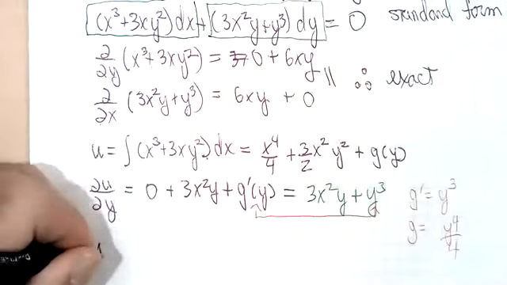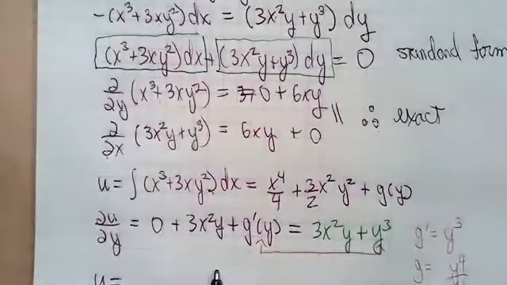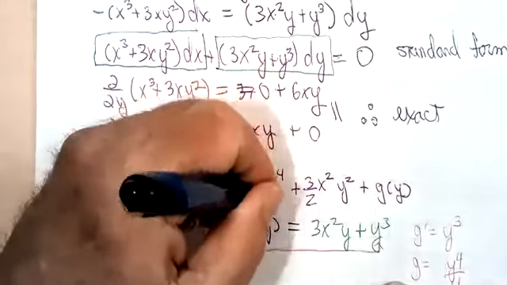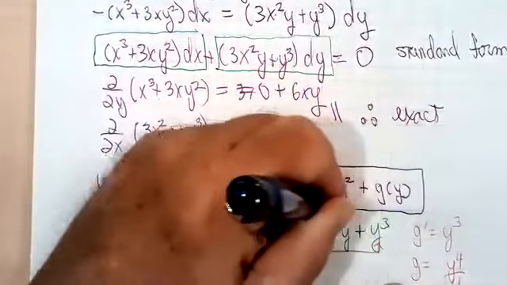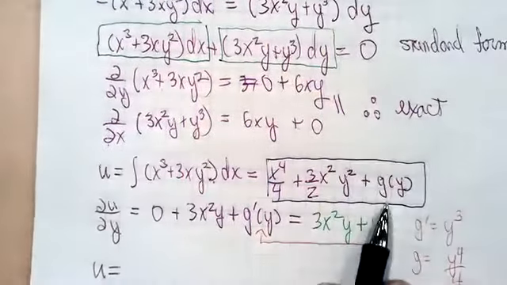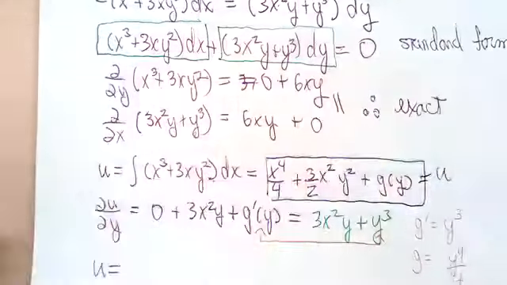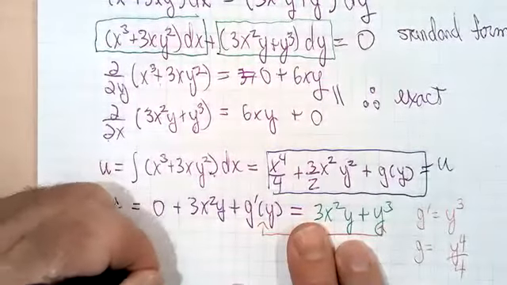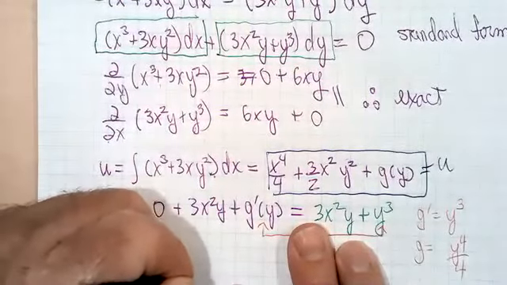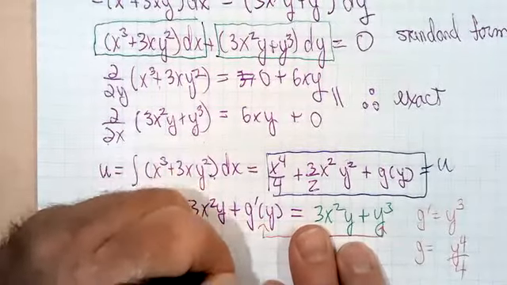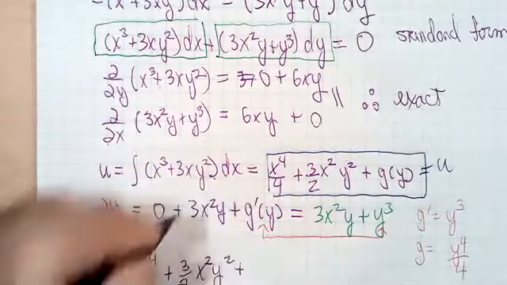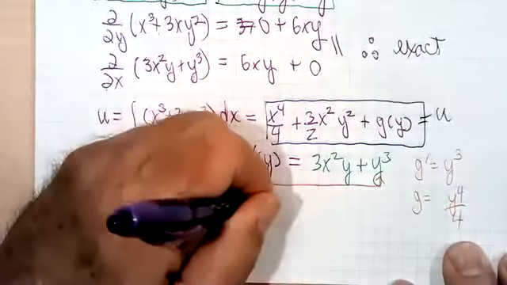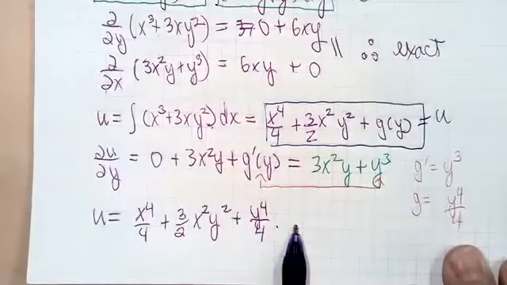Therefore, u equals, okay, I got to go all the way back. Here's our general form for u right here. u is equal to this. So we know now that u looks like this: x to the 4 over 4 plus 3 halves x squared y squared plus g of y, but g of y, we have now discovered its y terms are y to the 4 over 4. There may be a plus c.